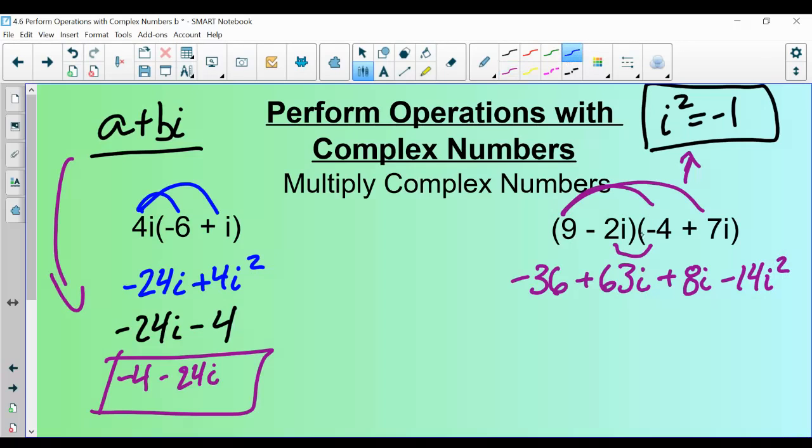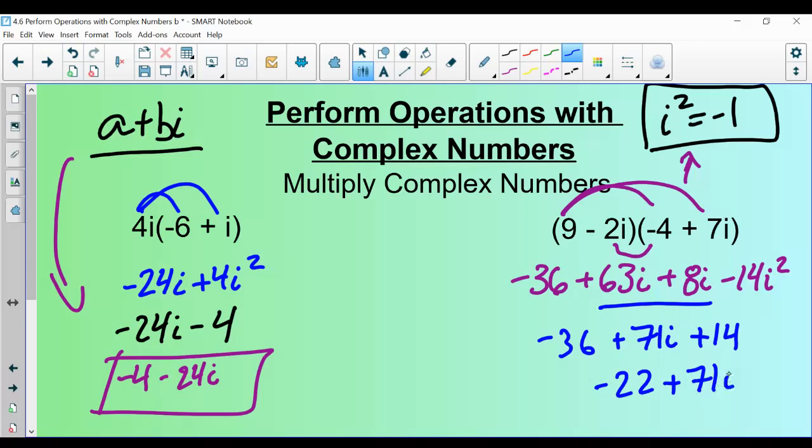Combining some like terms, we got some like terms right here. That would be 71i. This negative 36 plus 71i. This negative 14i squared. Remember, i squared is equal to negative 1. So this just turns into plus 14. Right? Because negative 14 times negative 1 would be plus 14. Negative 22 plus 71i would be our final answer.